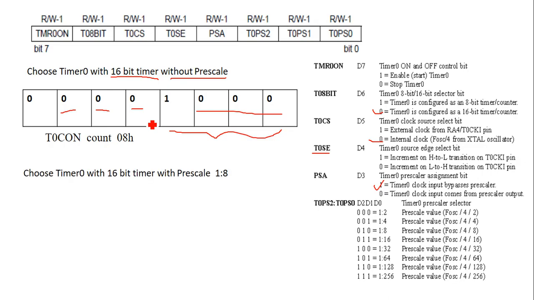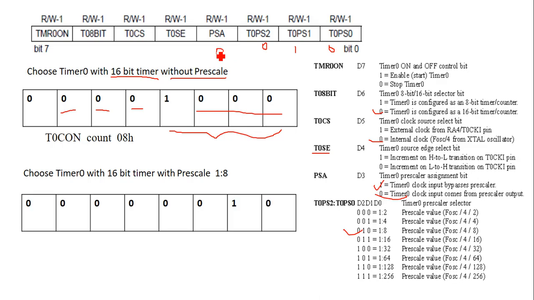If I choose Timer 0 as a 16-bit timer with prescaler 1:8, 1:8 means this combination: 0 1 0 0 1 0. But I am using the prescaler, so this PSA bit will be 0. So your combination is such that the T0CON count will be 02H.